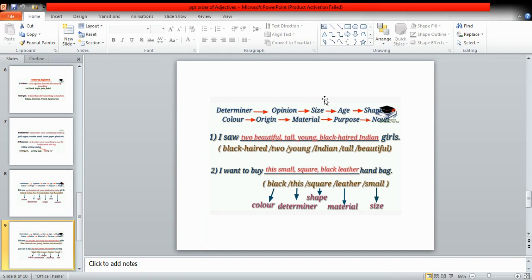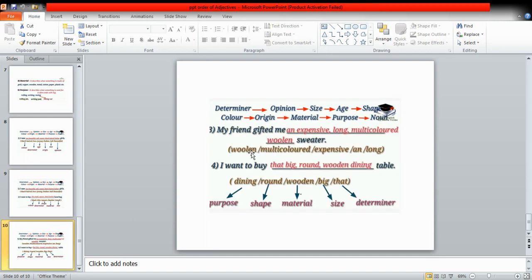So keeping the proper order in view, you have to write it. So what would be the proper order? This small, square, black, leather handbag. This, what is this? Determiner. Small is size, square is shape, black is color, leather is material. And then finally comes the noun. So in this way, you have to put the adjectives in their proper order.